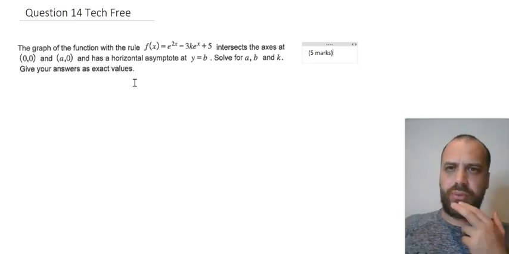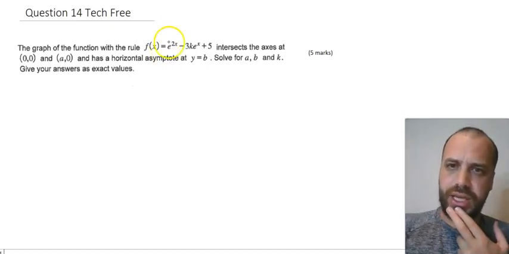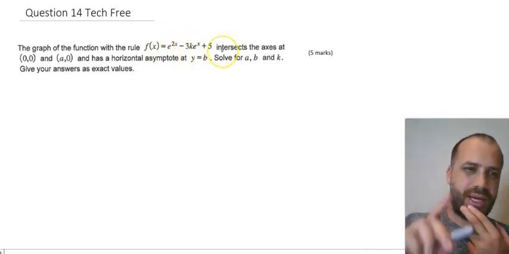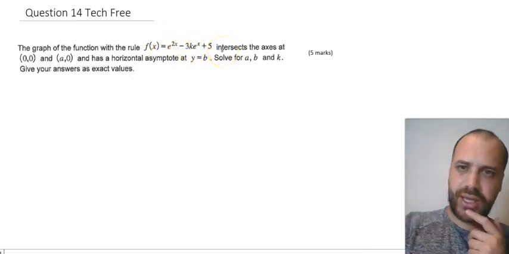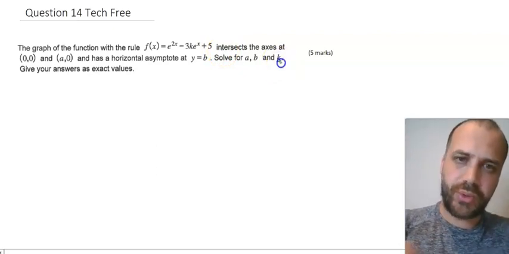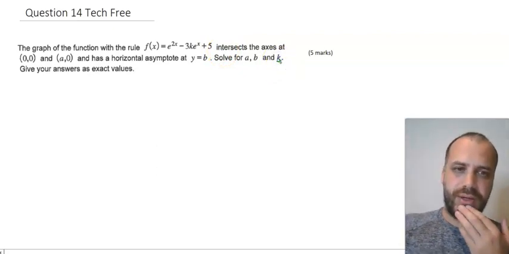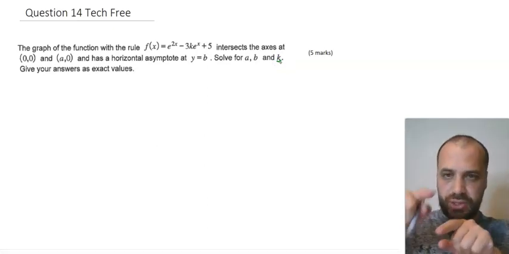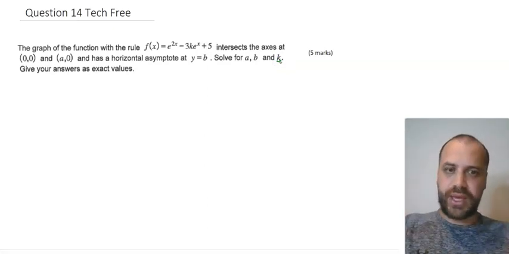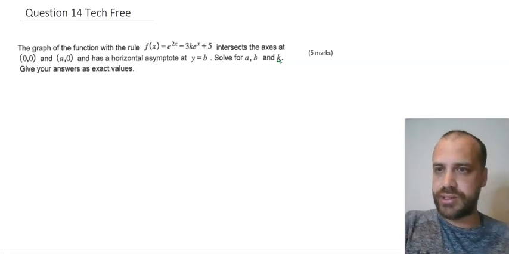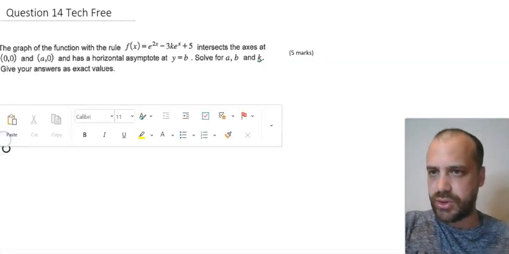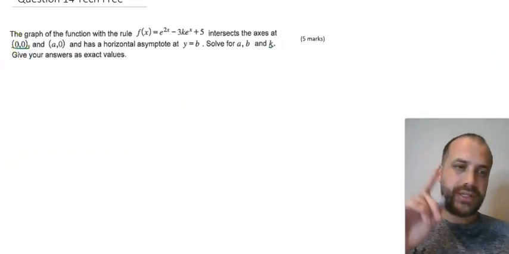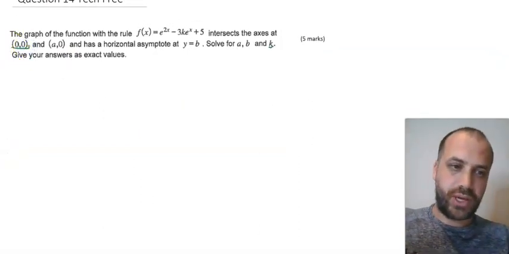Alright, how are we going to go about this? We've got a function, y equals e to the 2x minus 3k e to the x plus 5. So it has a single unknown in it, k, and we want to know what that k value is. So if we could sub in a value for y and for x, and it's got one unknown, we should be able to get that. And we can sub in a value for y and x because we're told that there's a point on the graph of the function, (0, 0). So let's sub 0, 0 in for y and for x.